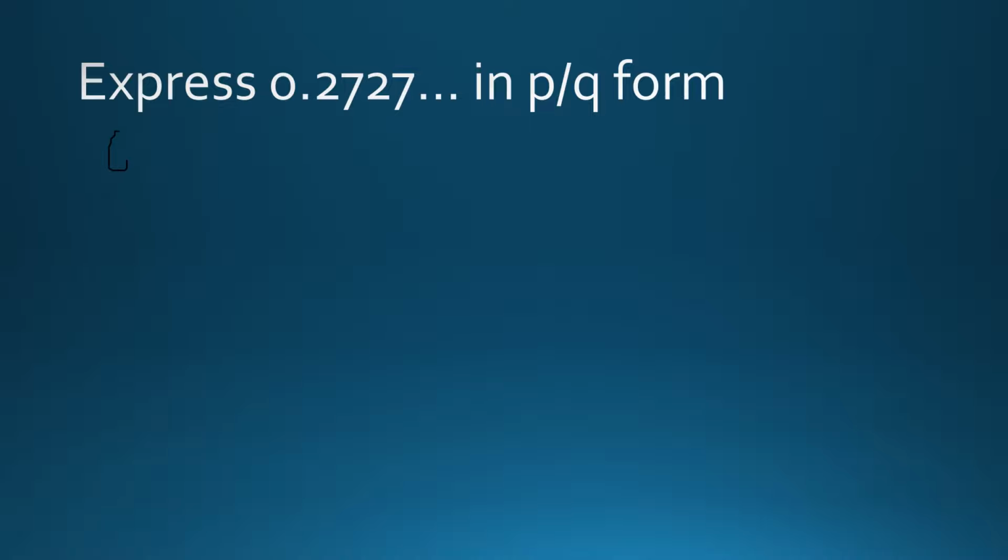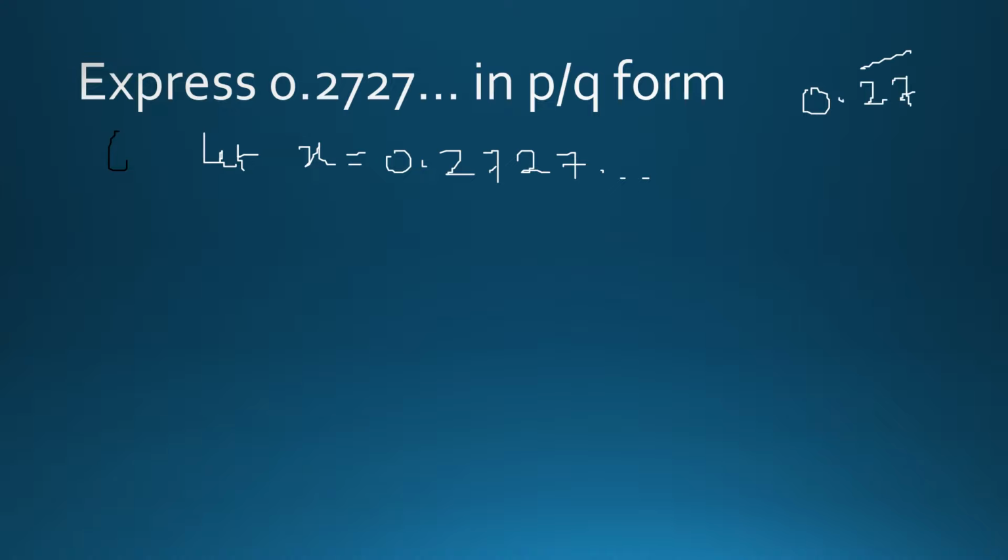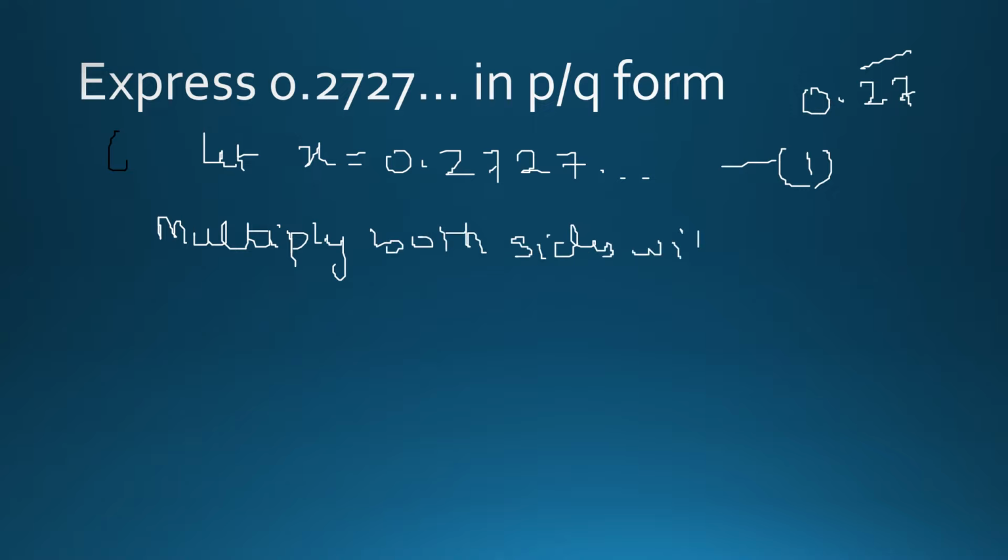So in order to get this answer, you have to consider that this 0.2727 is x. Now you can see that 0.2727 has two digits which are repeating. So you need to multiply, let's assume this is the first equation, both sides with 100. Why 100? Because it has two digits which are repeating.